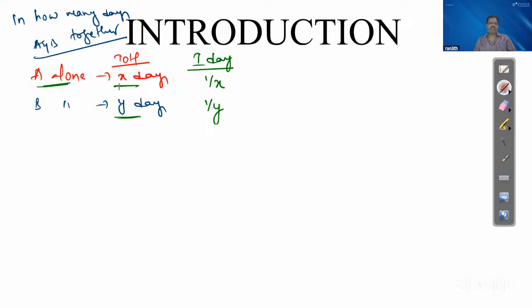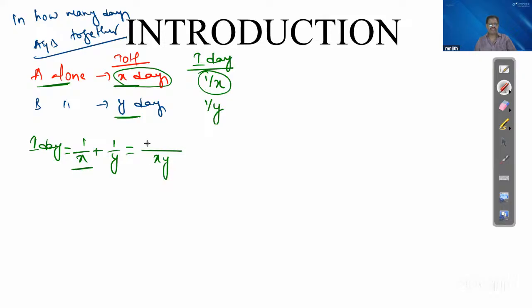A alone can complete the total work in some X number of days. 1 day work will be equal to 1 by X. Now we are finding the 1 day work of A and B. What is the 1 day work of A and B? 1 by X plus 1 by Y. What is the LCM? X and Y. Already we are having X, so the numerator is Y. Already we are having Y, so the numerator is X. So the sum of numerators is X plus Y, by X into Y. So 1 day work will be equal to (X plus Y) by XY.